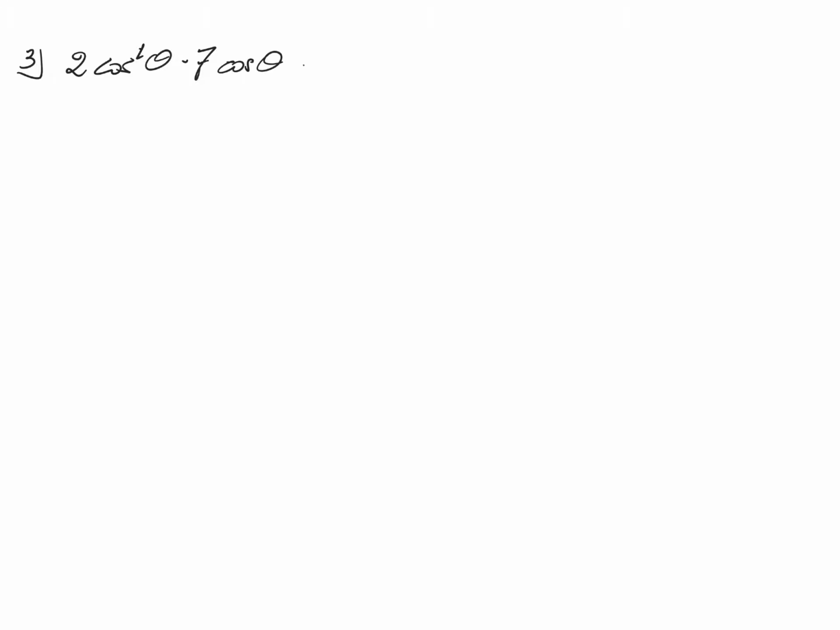For the third example, take 2 times cosine squared of theta minus 7 times the cosine of theta plus 3 equal to 0. Again, try to find theta. To do this, we will first solve the quadratic equation. So we set cosine of theta equal to t, so we get 2t squared minus 7t plus 3 equal to 0. We calculate the discriminant, which will be 25. And then we look at the solutions for t.